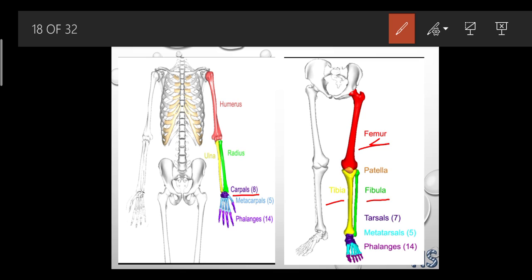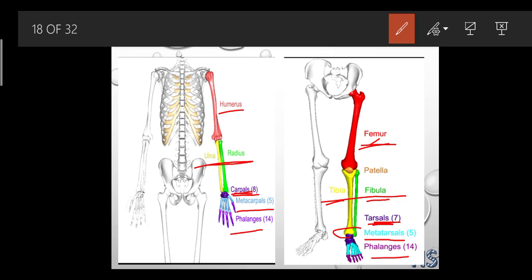See, as we had the wrist bones, carpals, here we have the ankle bones, tarsals. The parts correspond to each other, if you notice. Here we had the humerus, so here we have the femur. Here we had the radius and ulna, so here we have the tibia and fibula. As we had carpals, here we have tarsals. As we have metacarpals, we have metatarsals.